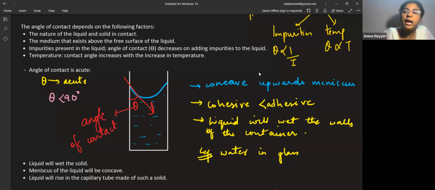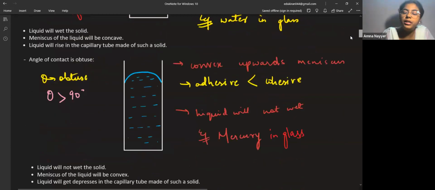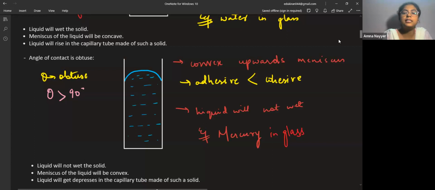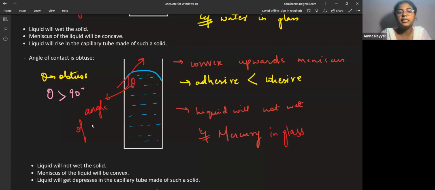But before we start capillarity and capillary tube, we'll have to discuss these. Suppose this is convex upwards. So look, this is the angle of contact. Can you see this is greater than 90 degree? It's like 120, 140, like this angle. This is always 90 degree. Here the cohesive forces are greater than adhesive forces. In such cases only you get the convex upwards meniscus. So here the liquid will not wet.